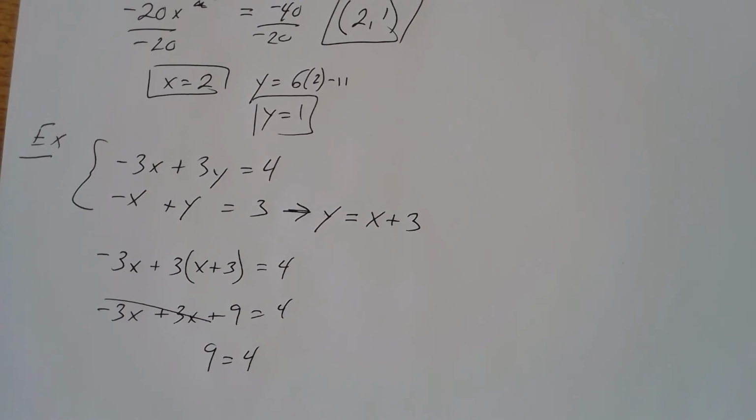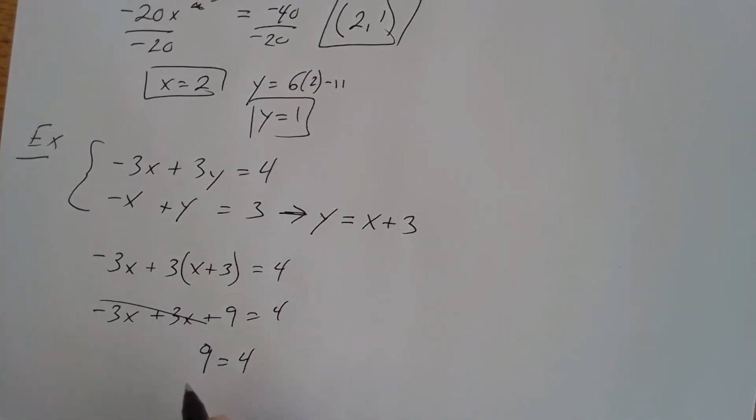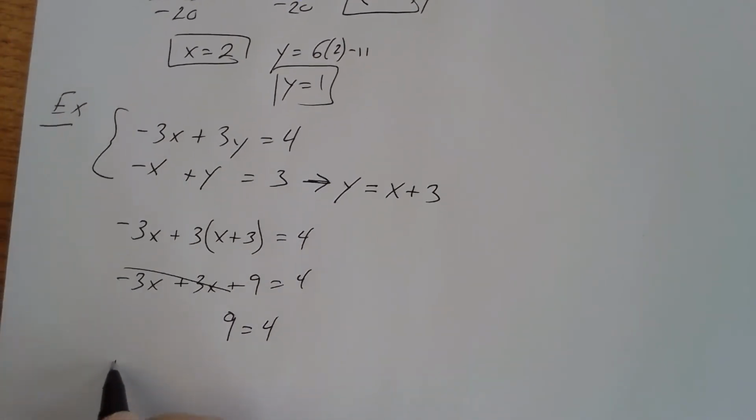So at this moment, you might get the inclination that this doesn't make any sense, that maybe we've done something wrong. Nothing's been done wrong. This is a situation where these two lines don't actually intersect. When you get to something that doesn't make any sense, 9 equals 4, 3 equals 7, negative 1 equals pi, none of those things are actually true. If this isn't true, then this particular system has no solution.